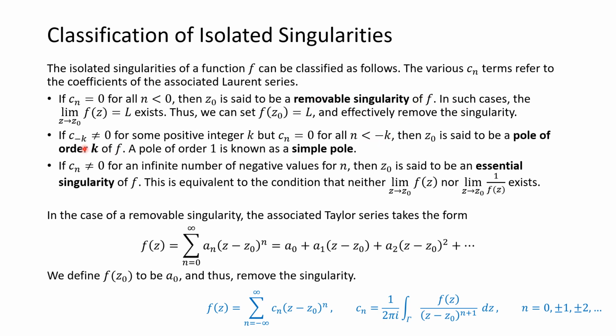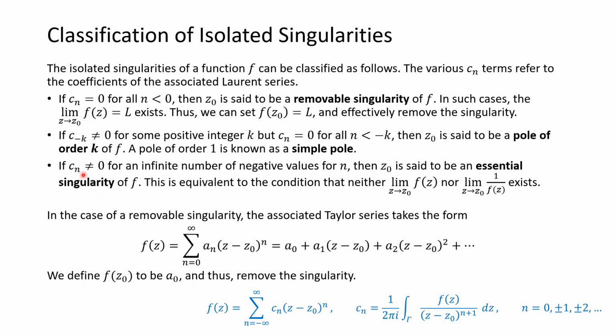Now, a pole is the case where you do have some non-zero coefficients here with negative indices. And if the largest one is k, so say you have c minus k not equal to 0, and everything after that, c minus k minus 1, c minus k minus 2, they're all equal to 0, then you have a pole of order k by definition. And if k equals 1, it's called a simple pole.